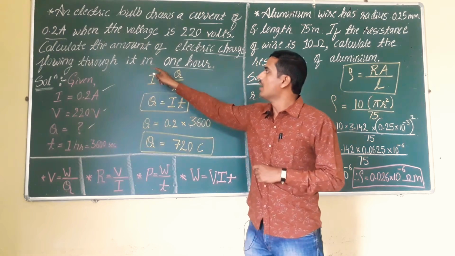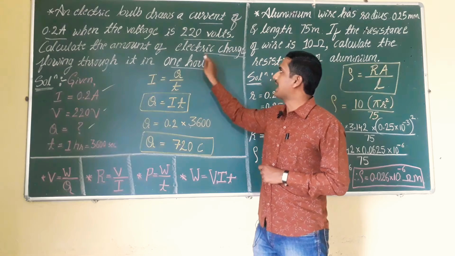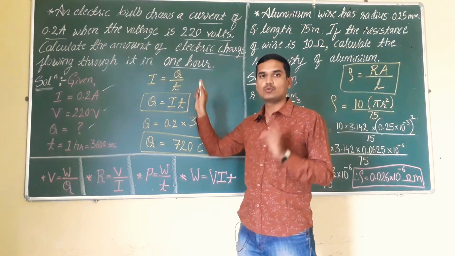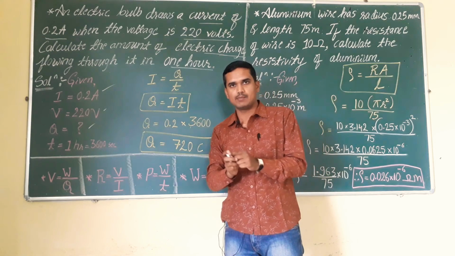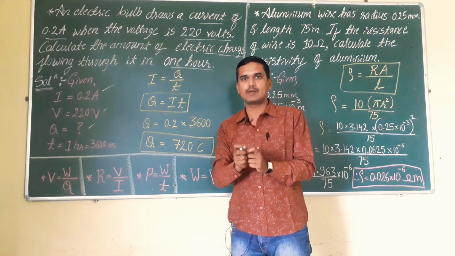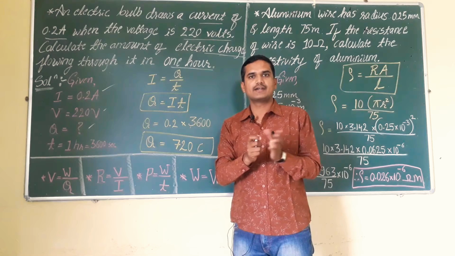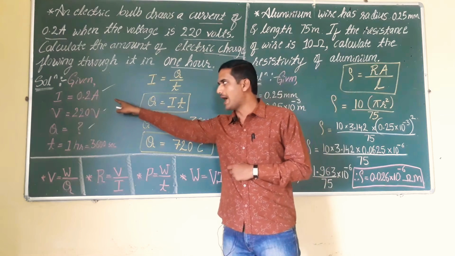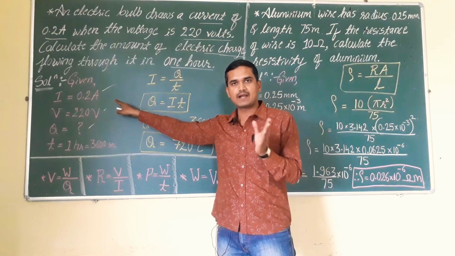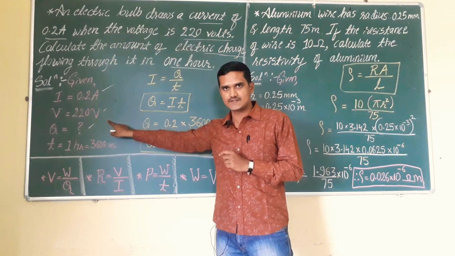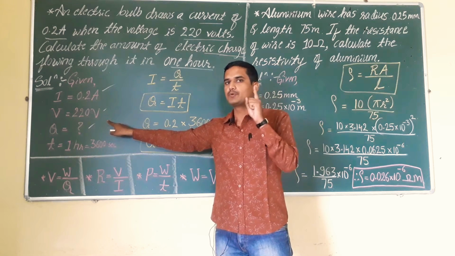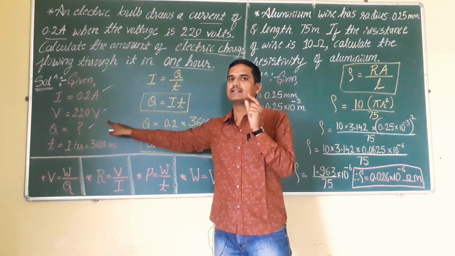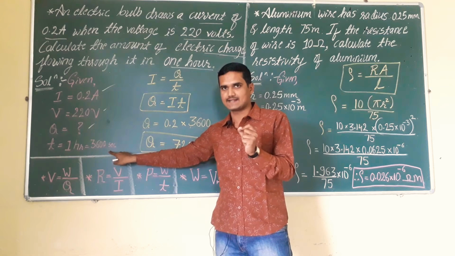And also it is in 1 hour. Calculate the electric charge flowing through it in 1 hour. So the question is very simple. There is one electrical bulb and it is drawing a current of 0.2 ampere, and the potential difference applied for that circuit is 220 volts. And continuously it is drawing the current of 0.2 ampere up to 1 hour. 1 hour means 3600 seconds.